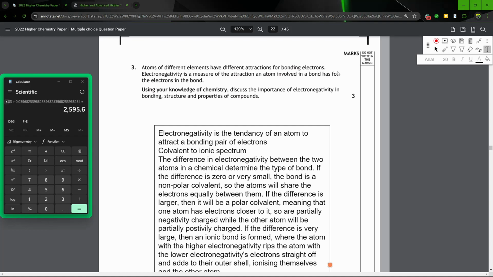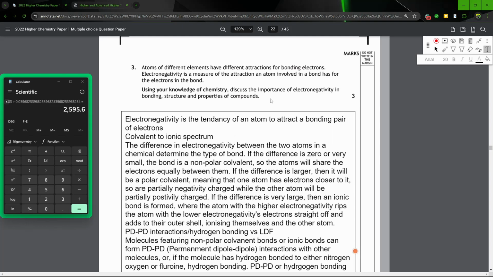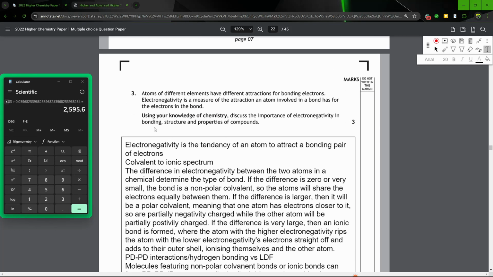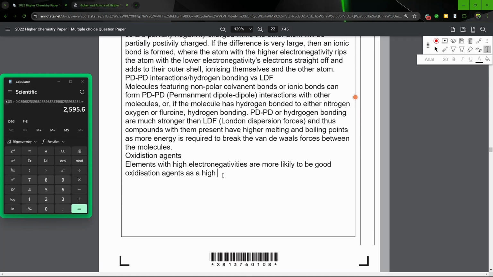And remember, I do tend to go off on a bit of tangents with these questions. I always kind of forget to follow them to the letter, but you also want to talk about bonding structure. Indeed, you have to say bonding structure and properties of compounds. We've done a lot of bonding, not so much structural properties of compounds, so that's probably what we're going to talk about next. But we talk about oxidation agents now.